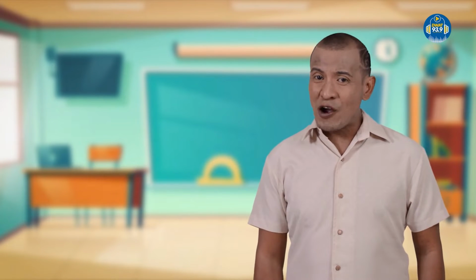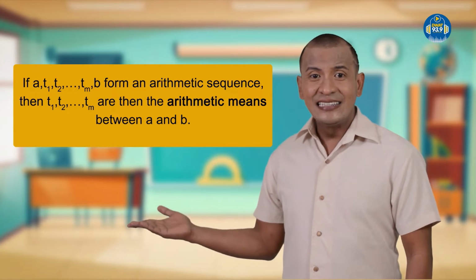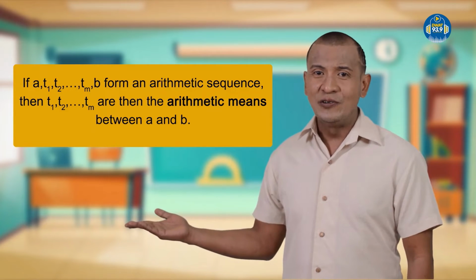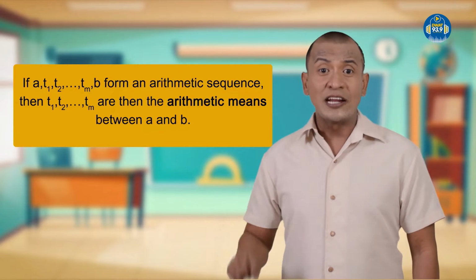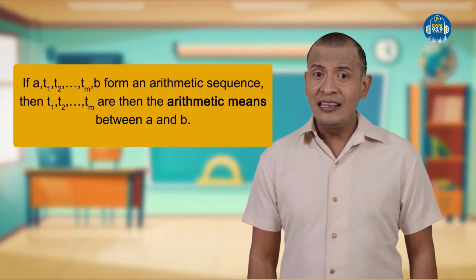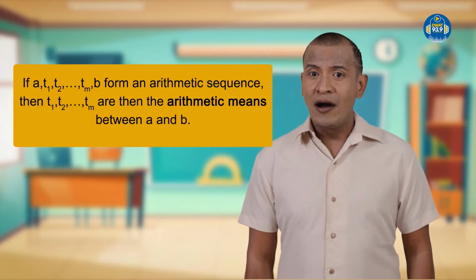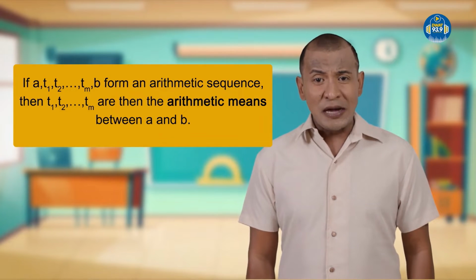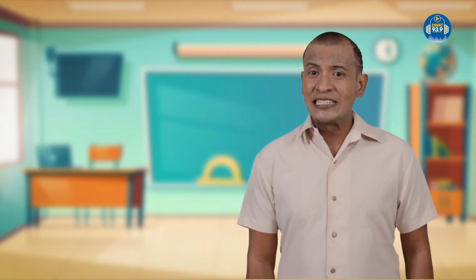Now, let us formally define arithmetic mean or means. If a, t sub 1, t sub 2, until t sub m, then b form an arithmetic sequence, then t sub 1, t sub 2, until t sub m are the arithmetic means between a and b. Let us consider some examples for us to illustrate arithmetic mean or means.